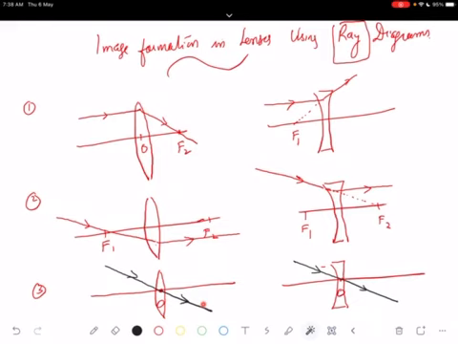I think all of you can recognize these diagrams. Three diagrams.